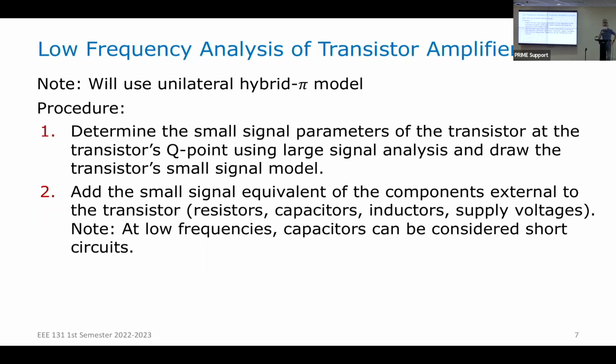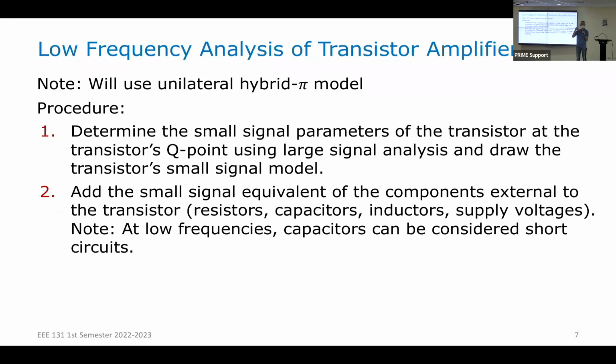Okay. Note that in module 5, we're only doing low frequency analysis. The high frequency analysis, we'll do in module 6. Now, when we're talking about low frequency analysis, the assumption there is that your capacitors are equivalent to what? It's written there, you can just read it. Equivalent to short circuits, right?